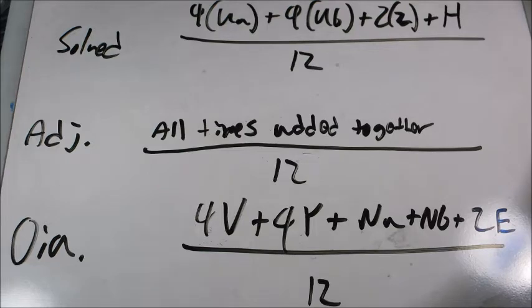And then for the adjacent swap ones, there are too many to write out, so I'm just going to say that you have to take all the individual times, so that means every single G perm, all the A perms, and so on, each individual one, not just one of those. Add those times together and divide that by 12. Then for the diagonal swaps, you want to take the V perm time, multiply it by 4, and then the Y perm time multiplied by 4, add those together, add the two N perm times together, and then take the E perm time and multiply that by 2, add those together, and divide it by 12.